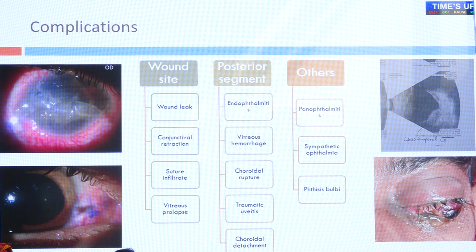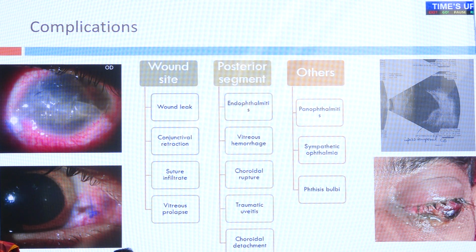The various complications that these patients can have can be wound related. You can have wound leak, conjunctival retraction, suture infiltrate, vitreous prolapse. In the left top, you can see this is not an ideally repaired perforation. The limbus was not opposed very well, and you had a zigzag limbus, which is not what you want. If you start your repair from the limbus, you will not have a post-op like this.